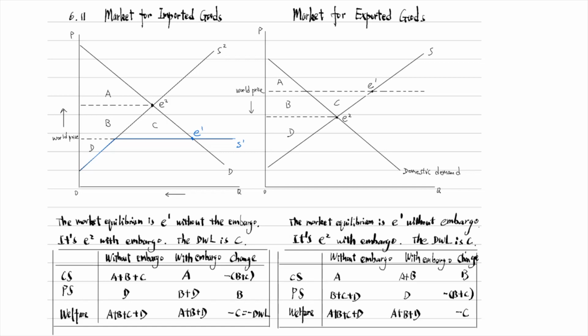After the embargo, the market equilibrium is E2. The market price falls. The producers lose sales in the world market, but the domestic consumers purchase more at a lower price. The consumers benefit from it, but the producers lose more, and the welfare falls by the area of C.